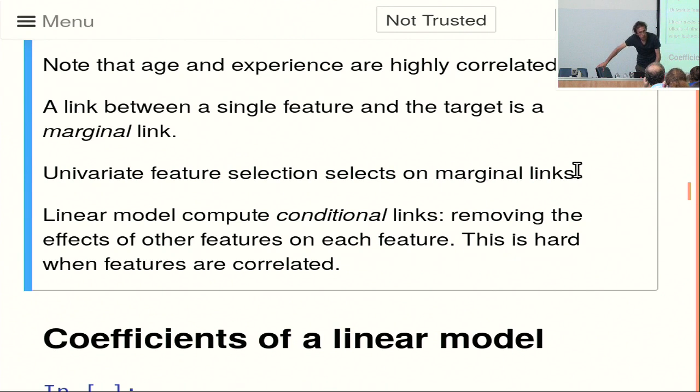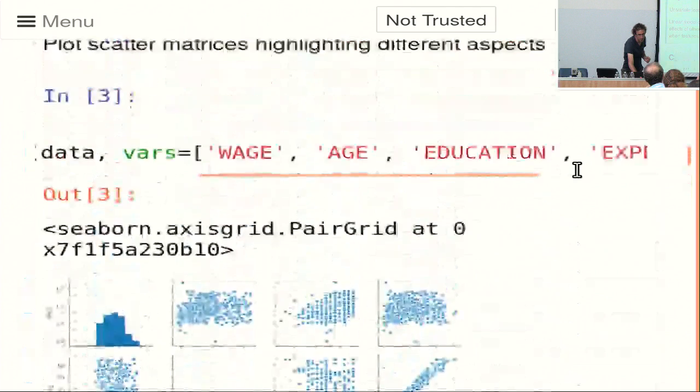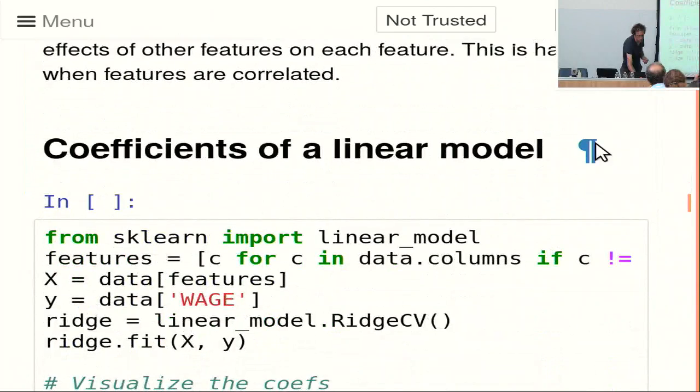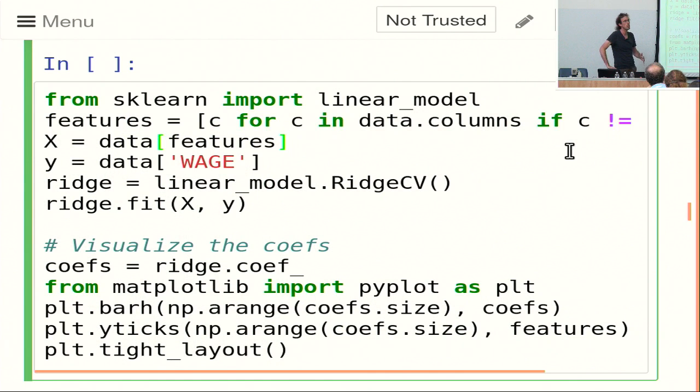If we're using univariate feature selection, sklearn.feature_selection.SelectKBest, we're testing only for marginal links, only for the link between one feature and the target. But if we're using a linear model, we're actually testing for conditional links because we're trying to fit a link between all these things together. So we're testing for something that is not easy to see in this plot. The difference between conditional and marginal is going to be the crux of everything I'll be talking about in the second part of the tutorial. If you don't understand things, please do stop me.